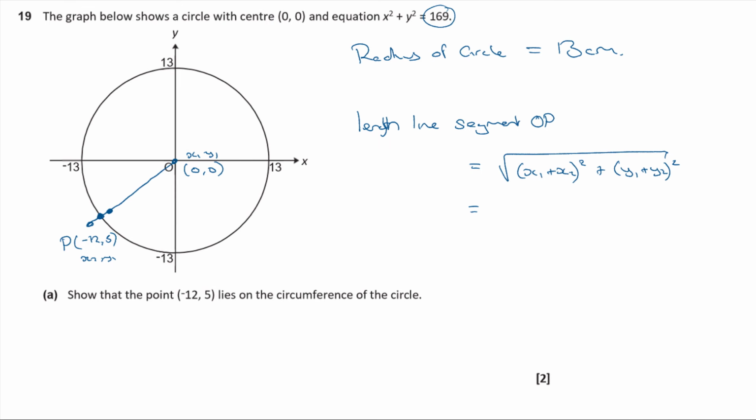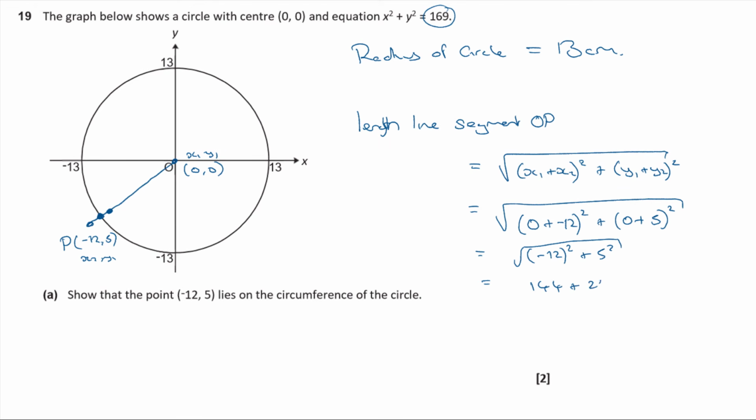Okay, so x1 is 0, so that's going to be 0 plus x2, which is minus 12, all squared, plus y1, which is 0, plus y2, which is 5, all squared. So that's just minus 12 squared plus 5 squared, all square rooted. Well, minus 12 squared is 144. It's still positive. And 5 squared is 25. Add them together, I think you get 169, don't you? And so the root of 169 is 13.